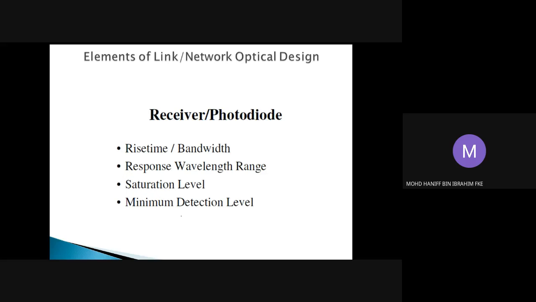Okay, and about the photodiode, this is what we have learned in lecture chapter 5 and 6. We have been taught about the bandwidth, the response wavelength range, and also the beam detection level. So basically, this is about the sensitivity.